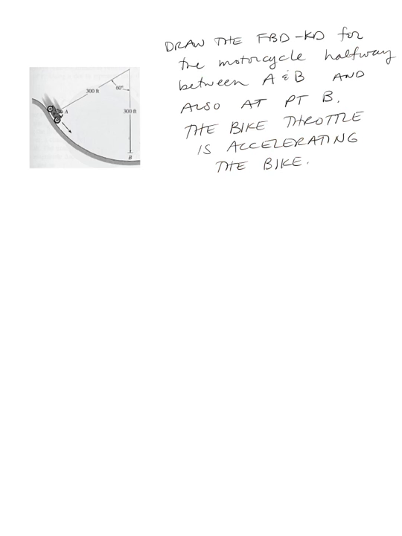So now we'll draw the FBD KD for a motorcycle that's accelerating down a circular path. What we're going to end up doing is drawing it halfway between points A and B. And the bike throttle, you're told, is accelerating the bike. So we're going to go ahead and draw a great picture of a bike, which looks like a block right there. That's real good. And so we're going to end up at a location.